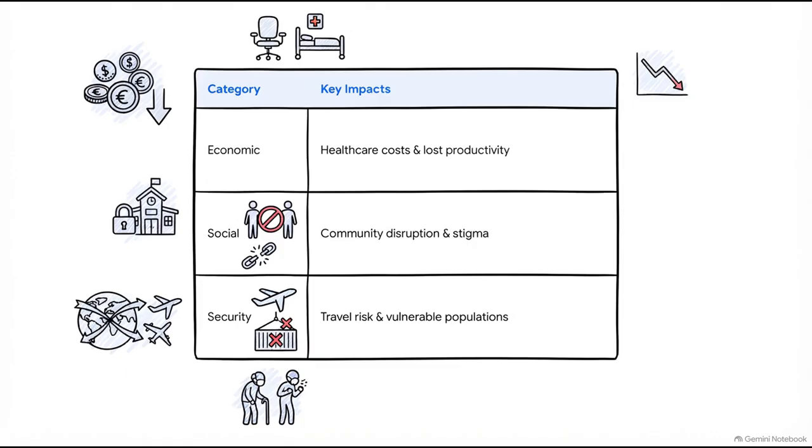And on a security level, well, pathogens absolutely do not respect borders. They disrupt international travel, they disrupt trade, and they always disproportionately impact our most vulnerable populations, like the elderly and the immunocompromised. The ripple effects are just staggering.